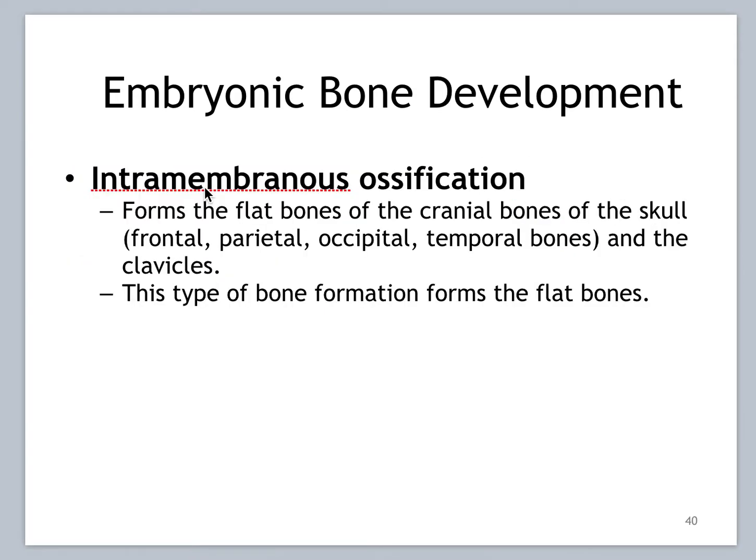The other type of ossification is intramembranous ossification. This forms the flat bones of the cranium of the skull. Just like a membrane is usually a flat surface, intramembranous ossification forms flat bones.